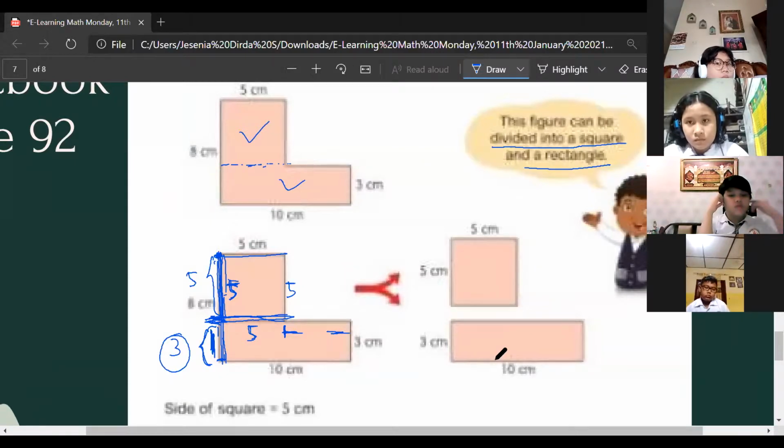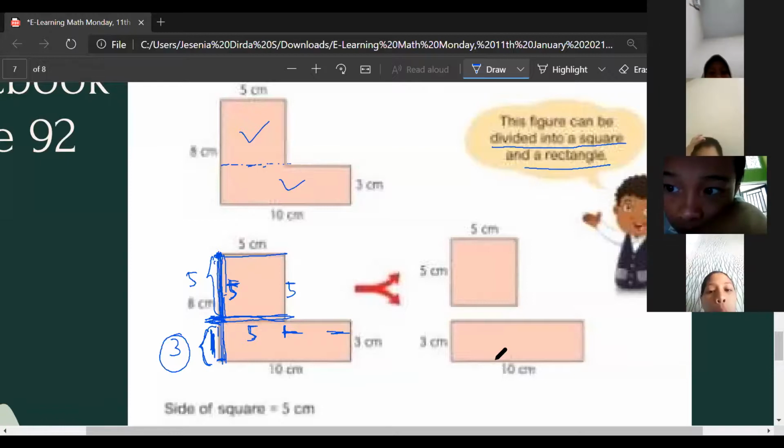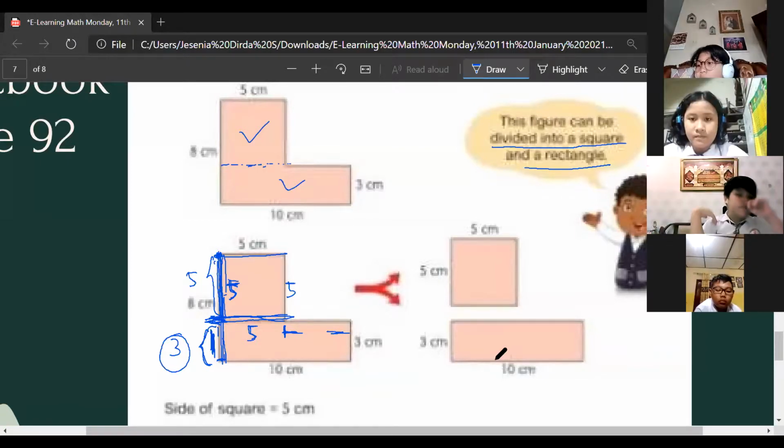How do you get 5? Miss, dibagi 2, Miss. Because? Sorry? Because of what, kids? Unmute ya, unmute ya. You can unmute and then say it louder.